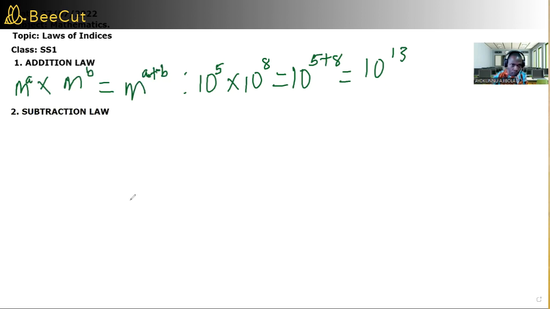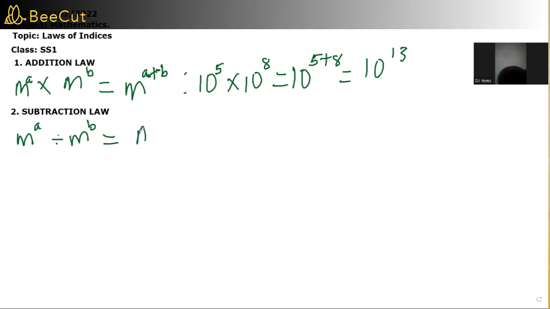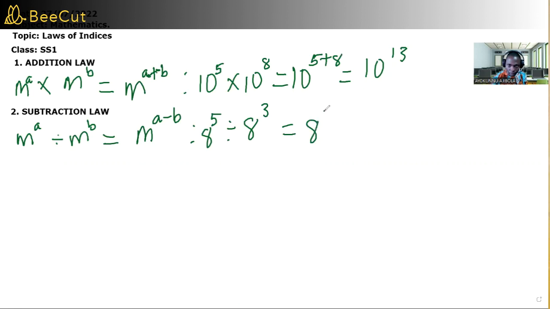So let's look at this. Let's assume we have the same M or any letter or any number or anything. So M raised to power A divided by M raised to power B. It could be any power, it could be any number. So the answer will be M raised to power A minus B. For example, if you have 8 raised to power 5 divided by 8 raised to power 3, then the answer will be 8 raised to power 5 minus 3, and that is going to be 8 raised to power 2.